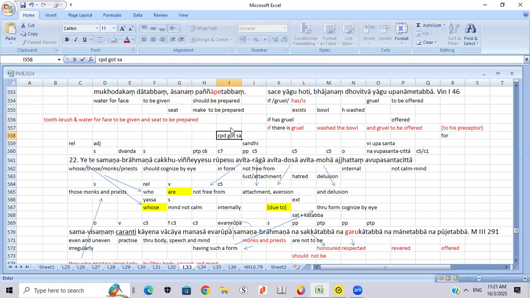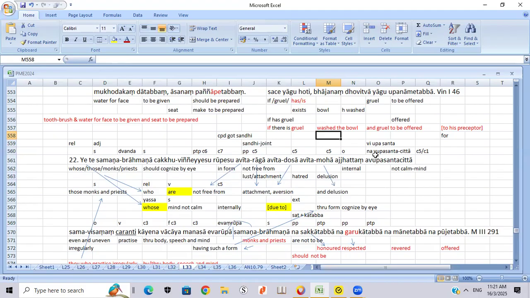But a sandhi is not necessarily a compound. So a compound has sandhi, but sandhi is not a compound. Sandhi means join. The word sandhi means join. That means this and this are joined, not necessarily a compound. You understand that? Yes, okay, thank you.